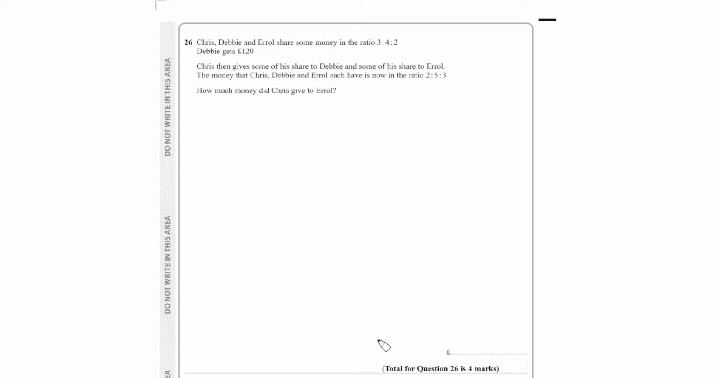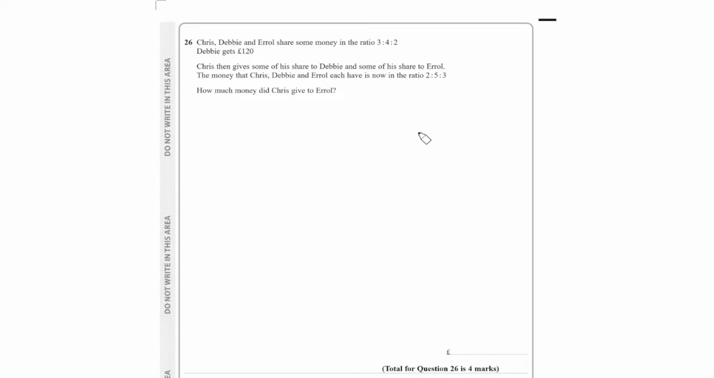Question 26. Chris, Debbie and Errol share some money in the ratio 3 to 4 to 2. Debbie gets £120. Chris then gives some of his share to Debbie and some of his share to Errol. The money that Chris, Debbie and Errol each have is now in the ratio 2 to 5 to 3. How much money did Chris give to Errol? So a lot to take in there.